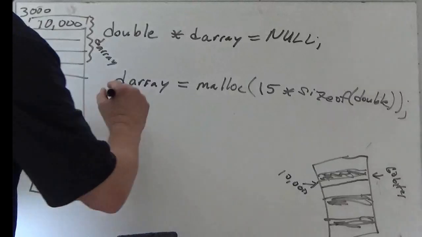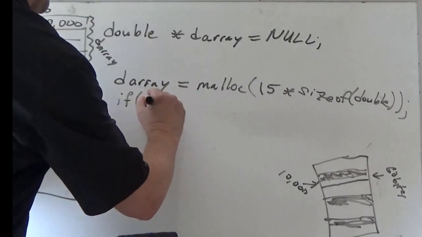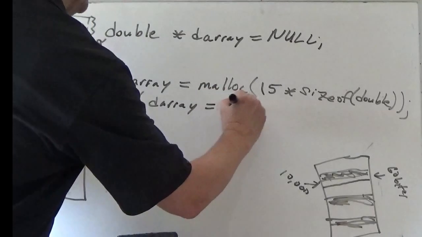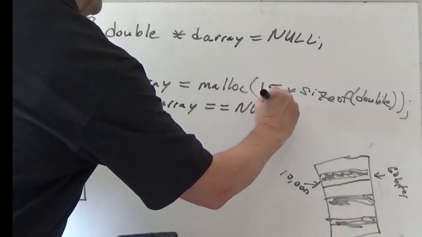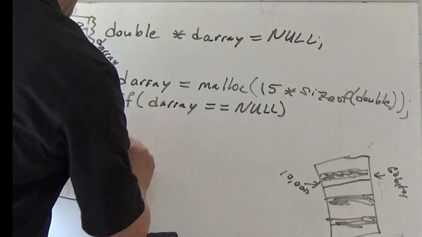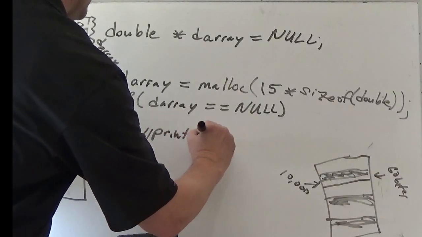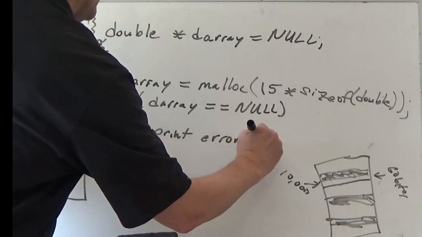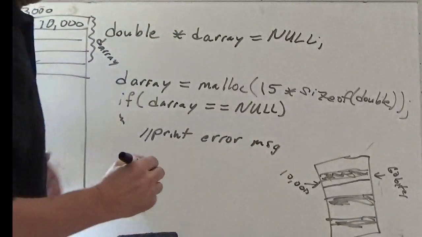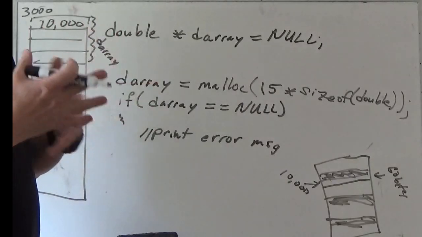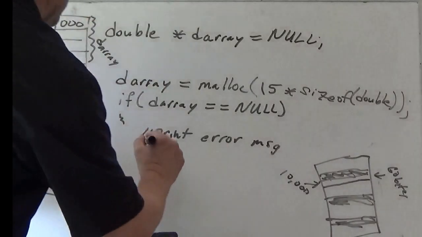That's very easy to do. You just do if D array is equal to null, then you print some sort of error message. And for the programs in this class, we won't worry about trying to handle it in any particular way. We'll just exit.